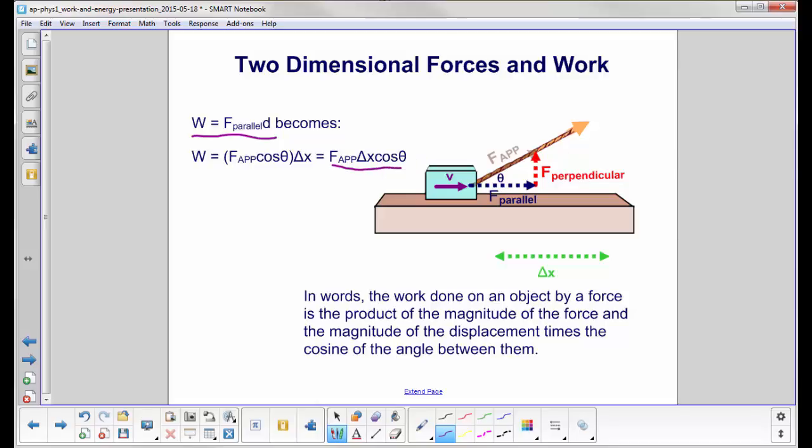In words, the work done on an object by a force is the product of the magnitude of the force, that's right here, the F app, times the magnitude of the displacement, which is the delta x, times the cosine of the angle between them. And again, this shows why it's so important to use math and physics. This entire paragraph is replaced by this simple and elegant equation.